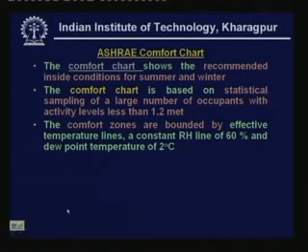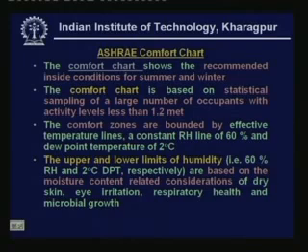So this is the comfort chart, and you might have noticed that the comfort zones are bounded by effective temperature lines, a constant relative humidity line of 60% and a dew point temperature of 2 degrees centigrade. The upper and lower limits of humidity, that is 60% relative humidity, which is the upper limit, and 2 degrees centigrade dew point temperature, are based on moisture content related considerations such as dry skin, eye irritation, respiratory health and microbial growth. All these problems are related to the moisture content, so these upper and lower limits for humidity are based on these considerations.